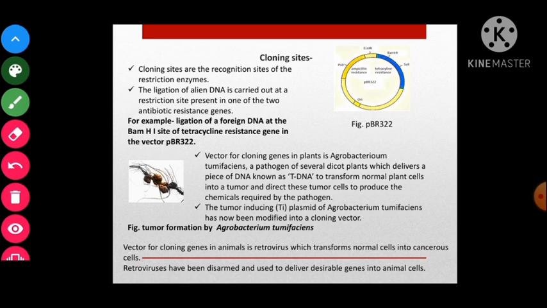If more than one restriction site is present within the vector, it will generate several fragments that will lead to more complication in gene cloning. The ligation of the foreign DNA is carried out by the restriction site present in one of the two antibiotic resistant genes. So in that way, the new or the foreign DNA is being ligated to the plasmid.